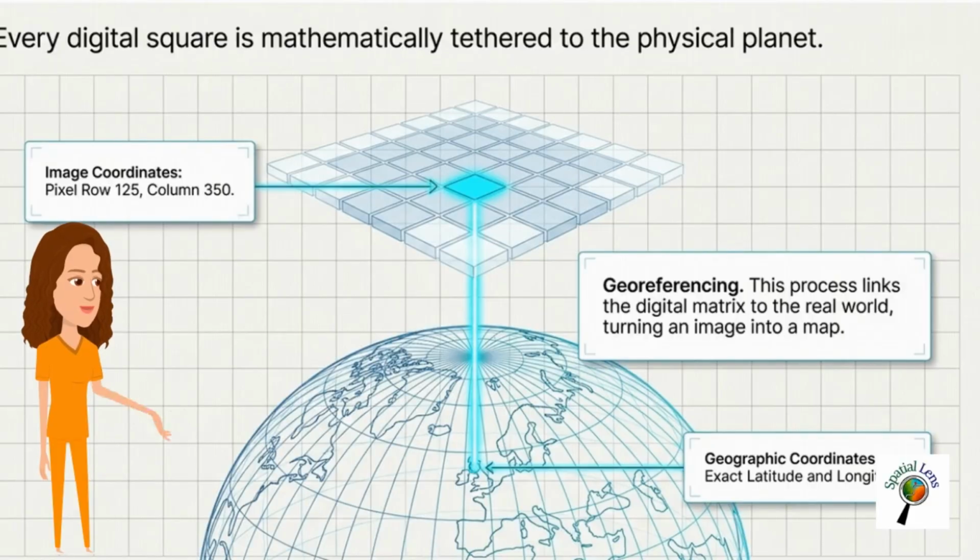Now let's understand pixel coordinates. Every pixel has its own unique row and column position inside the image. For example, pixel row 125, column 350, when the image is georeferenced. These image coordinates are linked to real-world geographic coordinates such as latitude, longitude, or projected map coordinates. This allows every pixel to correspond to an exact location on the Earth's surface.